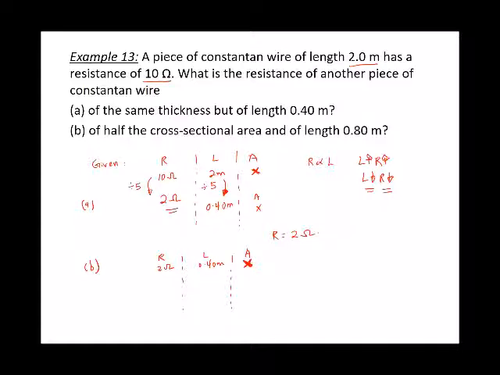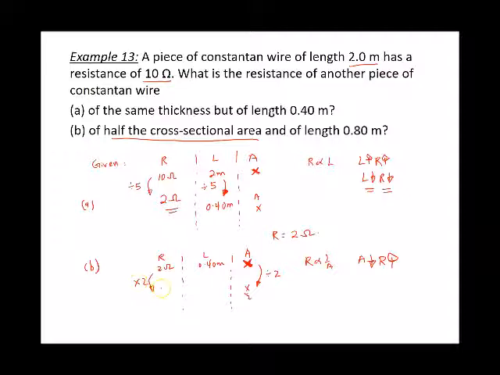Now for part B, what will happen to the resistance when you have half the cross-sectional area? Half means you divide the cross-sectional area by 2. So when you divide the area by 2, what happens to the resistance? Remember, resistance is inversely proportional to the area. When the area goes down, resistance goes up. So if the area is divided by 2, then the resistance must be multiplied by 2.